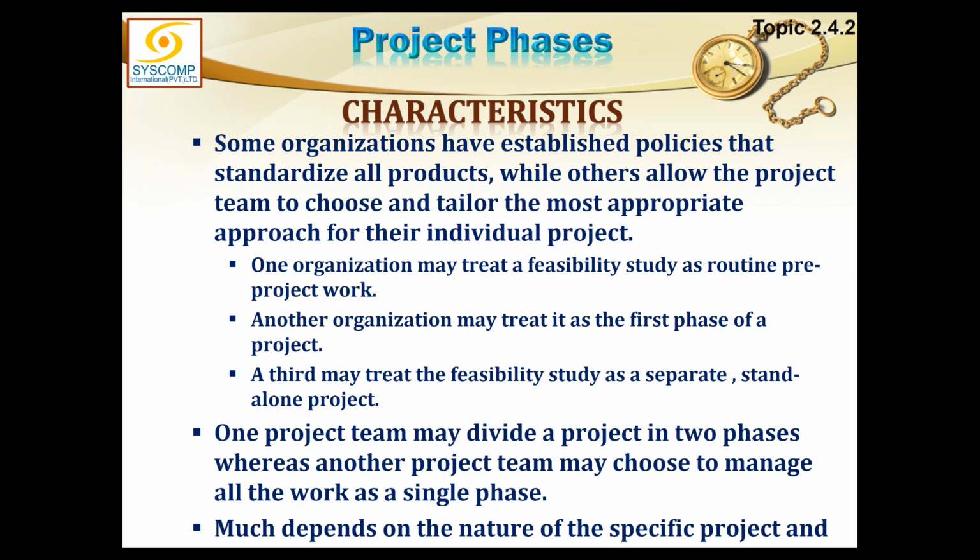One project team may divide a project into two phases, whereas another project team may choose to manage all the work as a single phase. So the same project, if I give it to one team, they have a different decision. They say they will manage the whole thing as a single phase. Another team might like to divide it into 2, 3 or 4 phases, or whatever they feel like. So there is not a standard that you always will have these kinds of phases. It is left to the team to decide how many phases they want for this project. Much depends on the nature of the specific project and the style of the project team or organization.